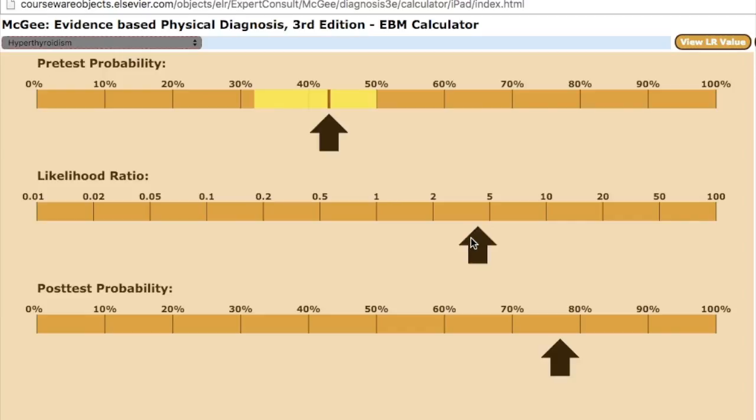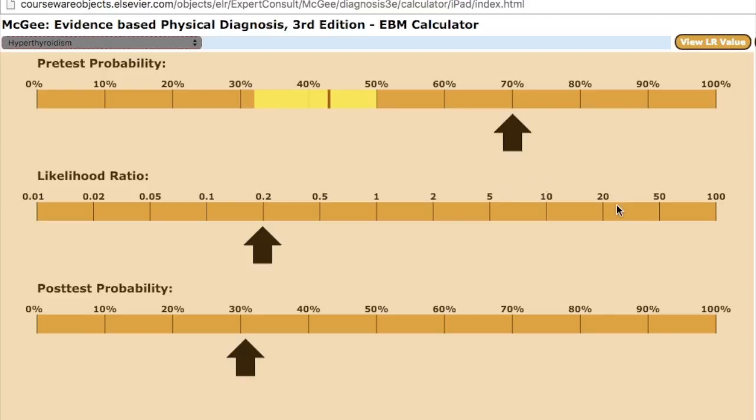Now, let's say their pulse is less than 90. Remember, that had a negative likelihood ratio of 0.2. It takes the probability that this patient is hyperthyroid from around 40% to just over 10%. So either way, the pulse that you see on your intake form is going to really inform your thinking as to whether or not this patient has hyperthyroidism. Even if you're more sure, let's say you have a pretest probability of 60% or even 70%, if this patient's pulse is less than 90, it makes it way less likely that they're going to have hyperthyroidism.